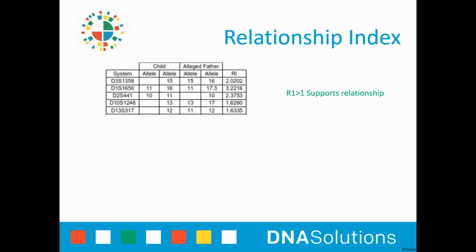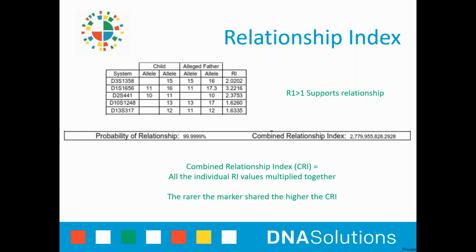All right, so this is what a table would look like. Well, part of a table that you might see in a report. We develop statistics for each marker individually. More about that later. And you see the RIs here. If the RI is greater than 1, it supports the relationship for that marker. If it is less than 1, it opposes it.